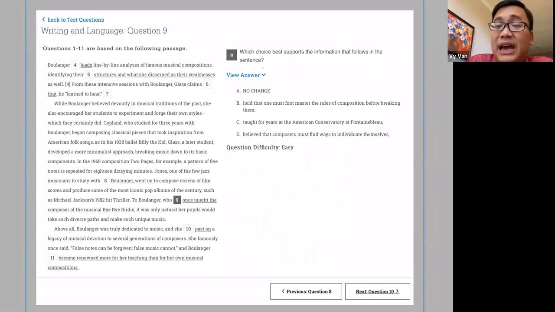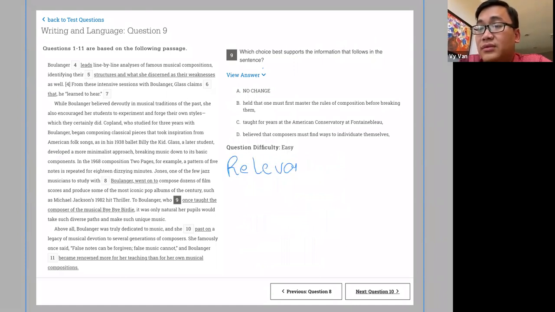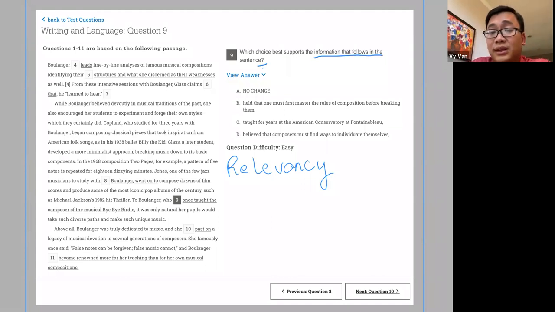Number 9. Number 9 is again what I call relevancy. When you group the types of questions in certain categories, it's easier for you guys to review. So keep that habit, okay? Anything that says which choice best supports the information that follows in the sentence. So they're asking you which one is relevant to whatever follows in the sentence. So the way I do it is I read whatever follows in the sentence, okay? See what it says. So to Boulanger, let's keep that because we don't know if it's right or not. So let's read what follows.